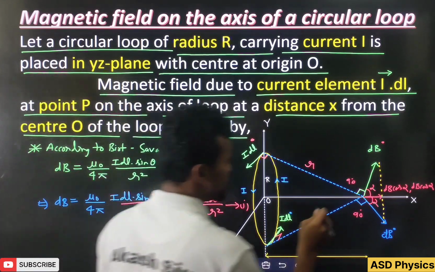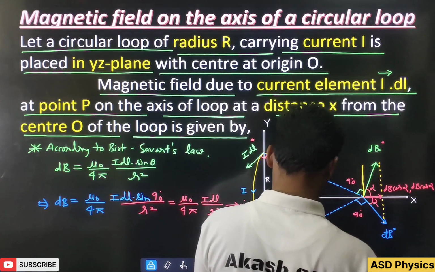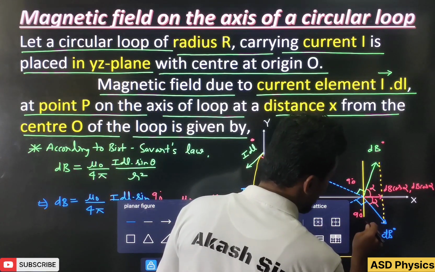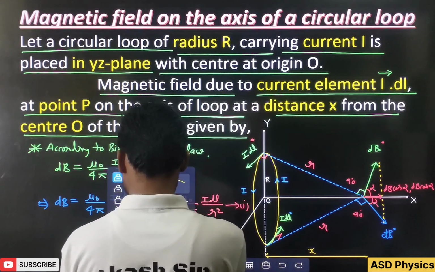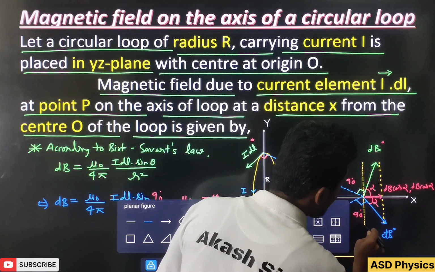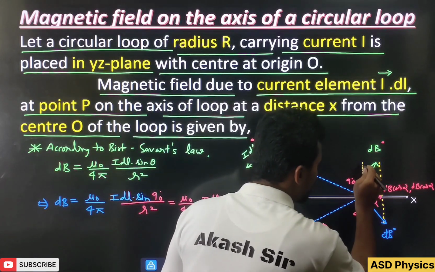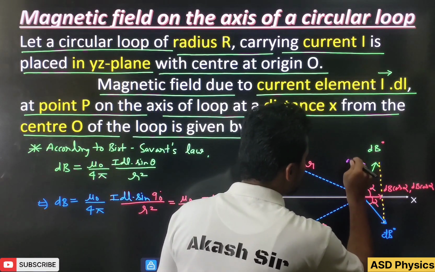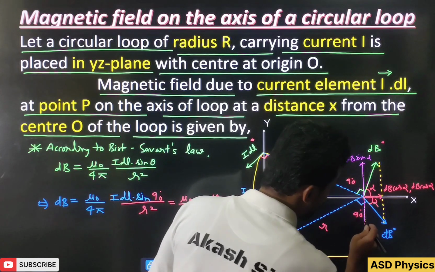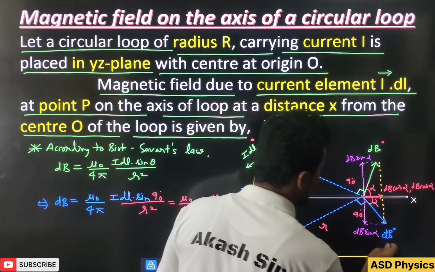After that, if I take the vertical component, like a parallelogram, let me draw the line. I'll draw a dotted line so that we can get it properly. So this is one component. This is dB sin alpha. Here also one component will go downward, a full parallelogram should be there. This is also dB sin alpha.